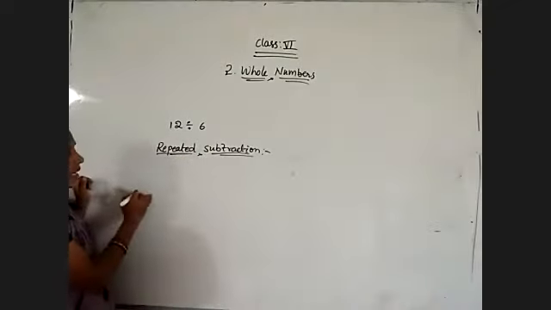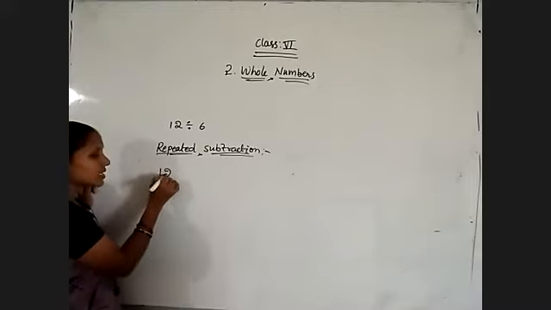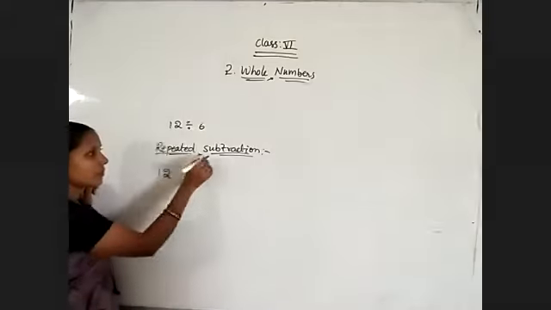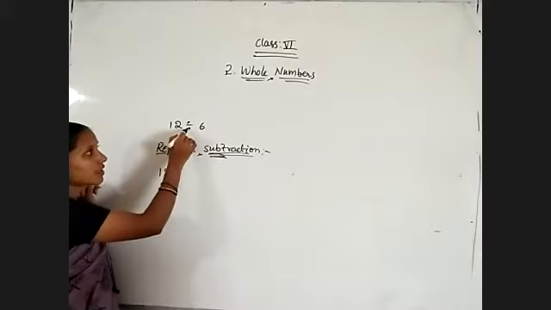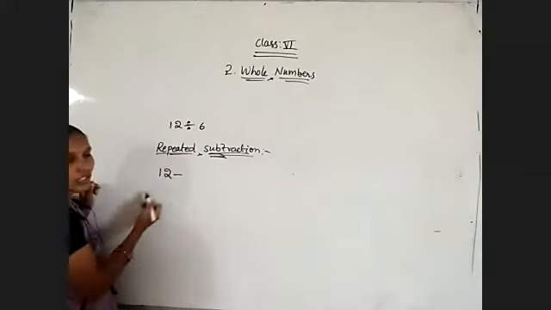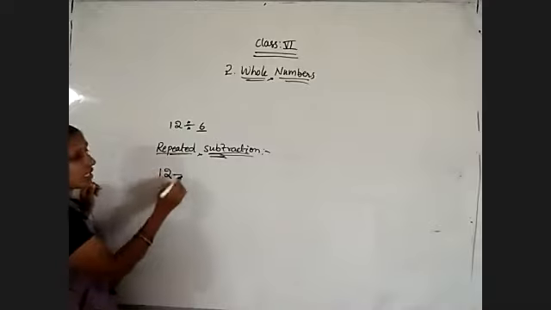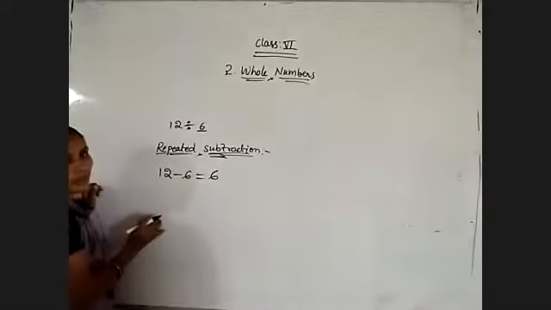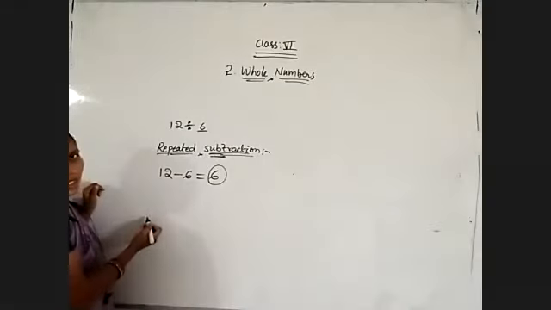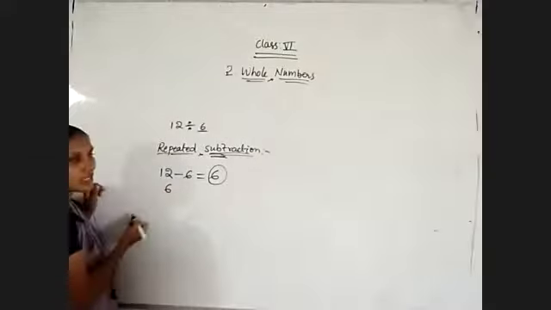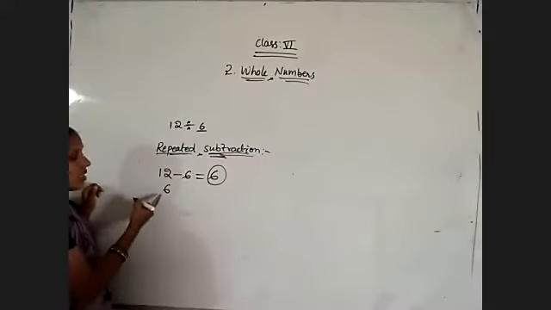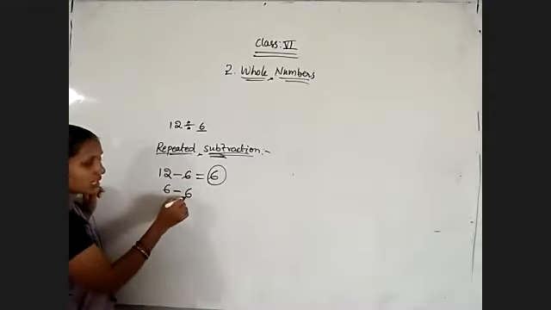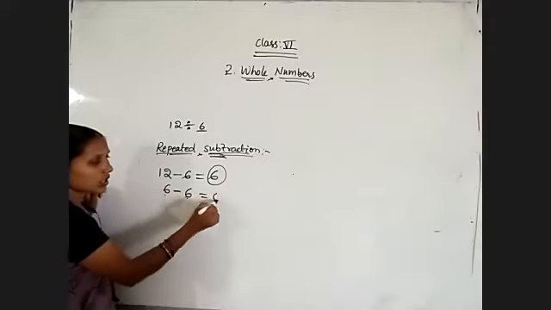12 divided by 6 I am taking. First, my dividend is 12. That is the numerator. So 12 divided by, repeated subtraction I am telling. Instead of division, I am going for subtraction. Minus. And what is the divisor here? 6. Okay. 12 minus 6. What is the answer? 6. Whatever number you are getting here, take that number as the new dividend and subtract 6, the same number, repeatedly. So the divisor is not changing. 6 minus 6 is equal to 0.